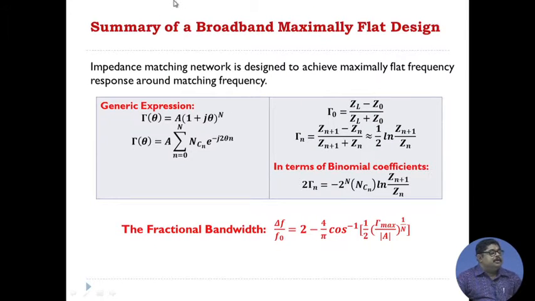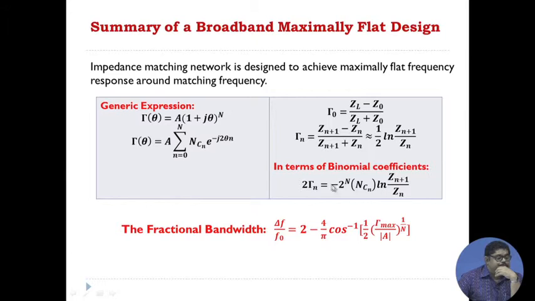So, the summary of this is that the impedance matching network is designed to achieve a maximally flat response. The generic expressions we have seen. So, finally, you will have to find out what the gamma n's are, and then here this is actually half of this. So, in terms of binomial coefficients you will do. In the next lecture we will give an example of doing this.